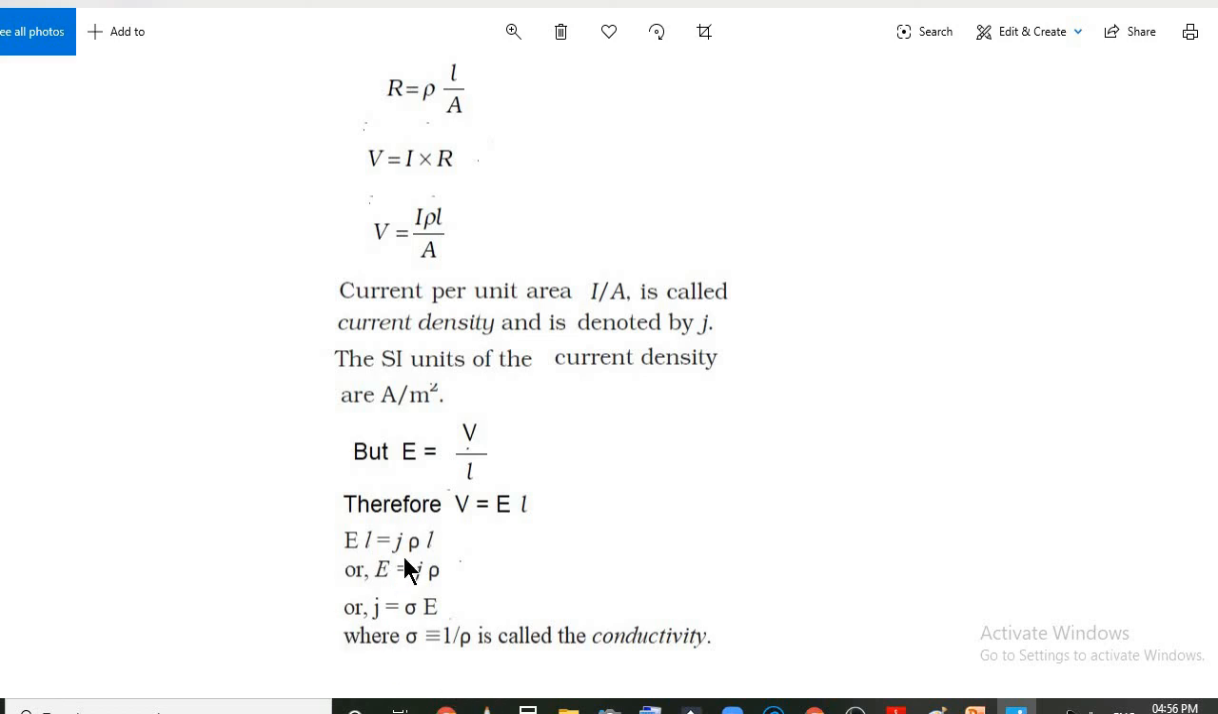Okay, thus we got an equation J is equal to sigma E.